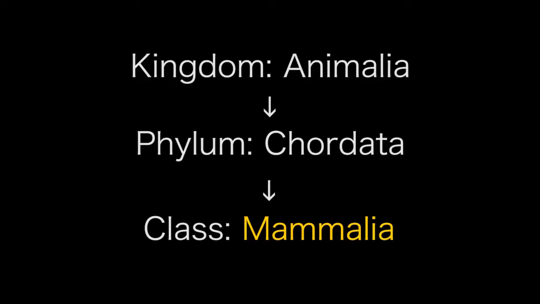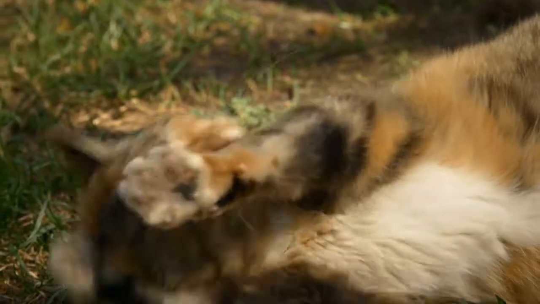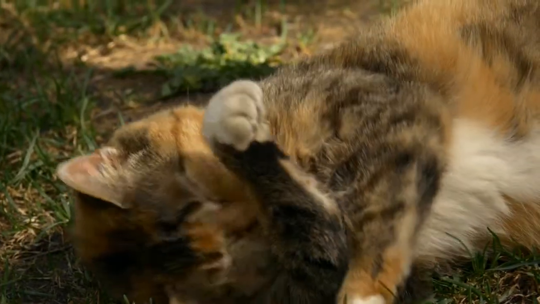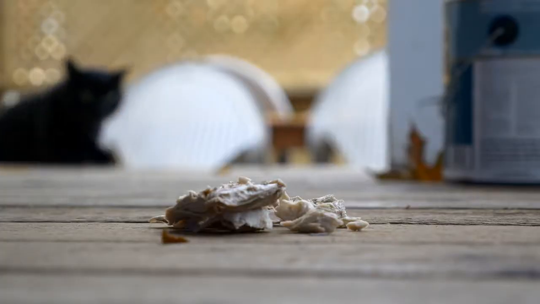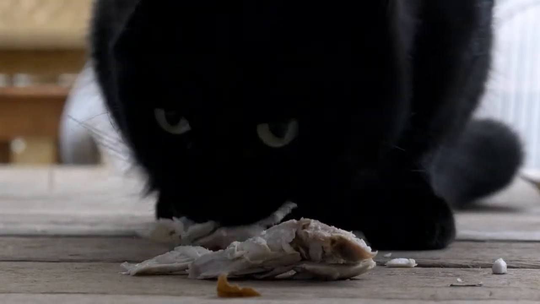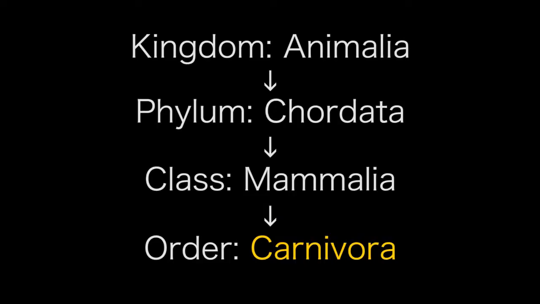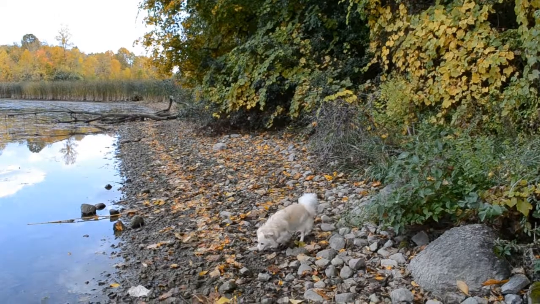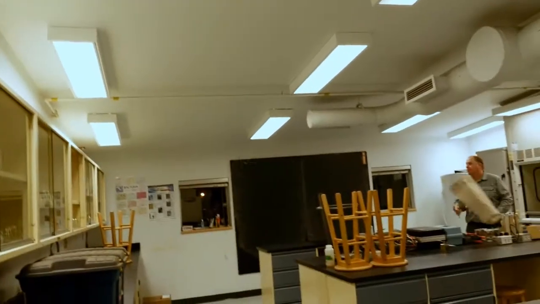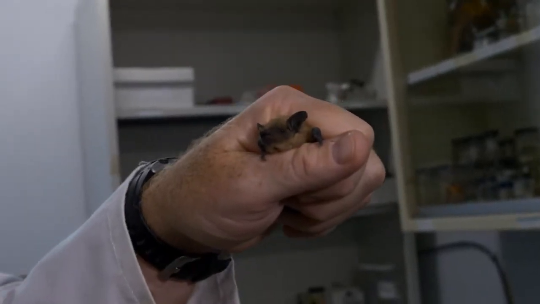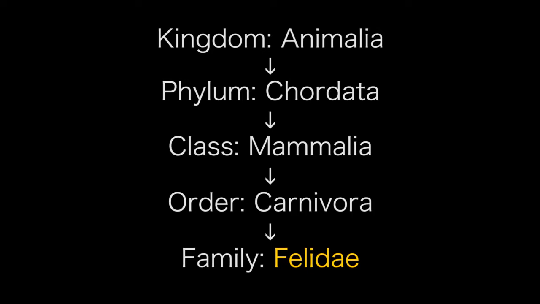We break them down into a more precise group after that. We classify them in the class Mammalia. Cats are mammals. They have fur, and that's what separates them from all the other chordates, the turtles, the fish, the birds. Getting down to a more precise level, we say they're in the order Carnivora, so they're carnivores, so they're more closely related to dogs, which are also carnivores, than they are to bats and shrews, which both primarily eat insects. Then breaking them down even further, we go from the order Carnivora to the family Felidae.